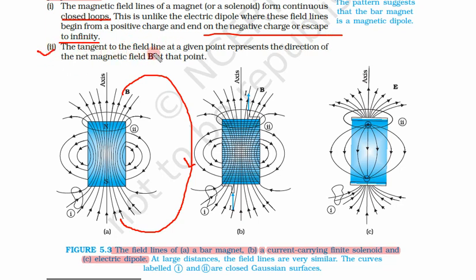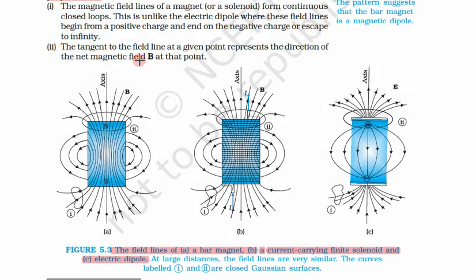Now the tangent to the field line at a given point represents the direction of the net magnetic field B at that point. So you know how to represent the magnetic field B at any point. Just mark it with the tangent. So what is the tangent? Suppose this is going like this, so what is the tangent? Tangent is something like this. If this thing is going like this, so what would be the tangent? Tangent would be something like this. So these are tangents. With the help of the tangent, you can say that this is the net magnetic field at that point.